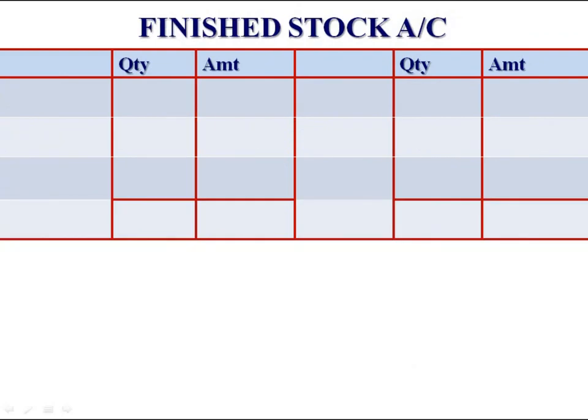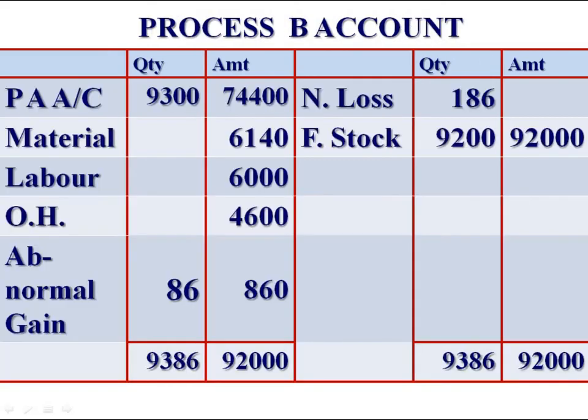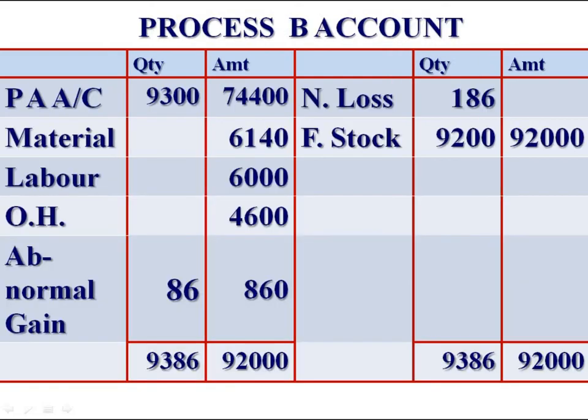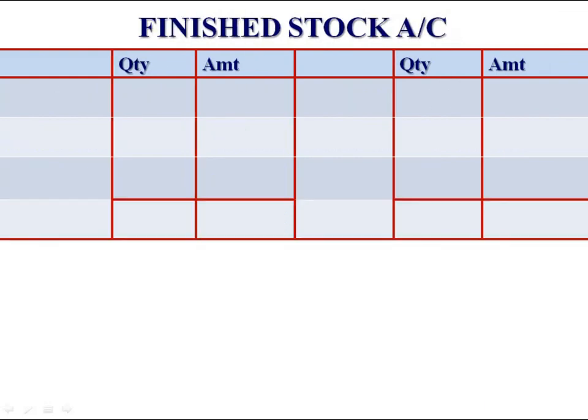Then prepare finished stock account, because in this problem the finished stocks were sold. It is debited with the process B account. The output of process B is transferred to finished stock account. It is to be debited in the finished stock account. Process B output 9,200, 92,000, is debited to the finished stock account.